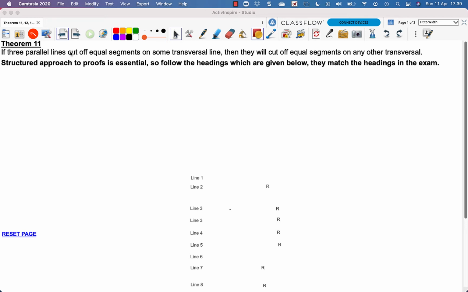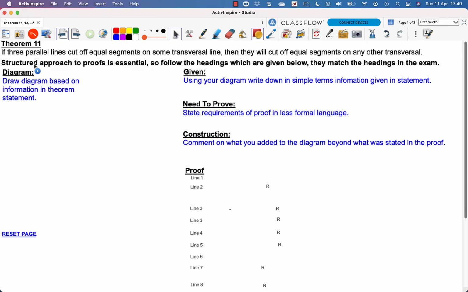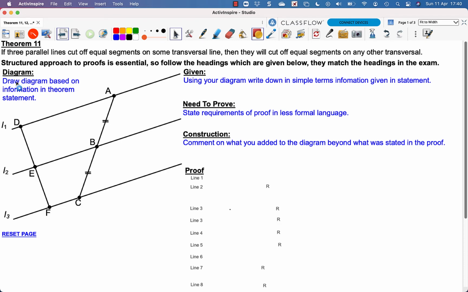Now, you need to learn exactly what that means. You need to be able to get started on this particular theorem, and you need to adopt the structured approach which they present to you in the exam. And the structured approach starts off with being able to draw a diagram. So you must be able to draw this diagram. Double check, make sure this diagram matches what it says in the theorem statement.